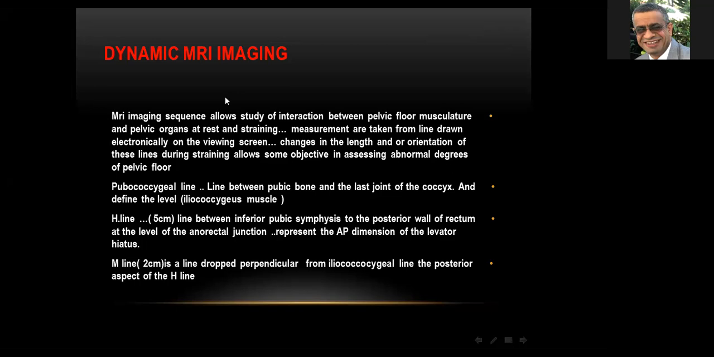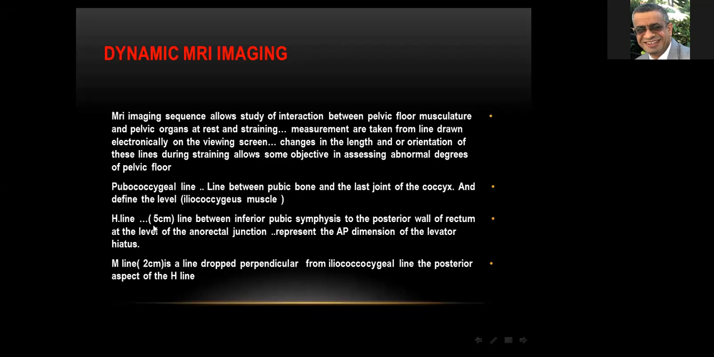Dynamic MR imaging. This MRI sequence allows study of the interaction between pelvic floor musculature and pelvic organs at rest and during straining. Measurements are taken from lines drawn electronically on the viewing screen. Change in the length and or orientation of these lines during straining allows some objective assessment of abnormal degree of pelvic floor descent. The first line we have is the pubococcygeal line, drawn between the pubic bone and the last joint of the coccyx, and it defines the level of the iliococcygeus muscle.